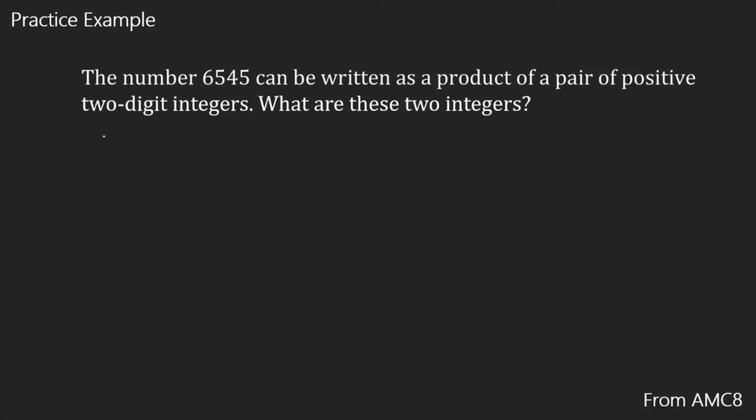Let's look at our last practice example. The number 6,545 can be written as a product of a pair of positive two-digit integers. What are these two integers? So in our first step, we're going to find all the prime factors of 6,545.